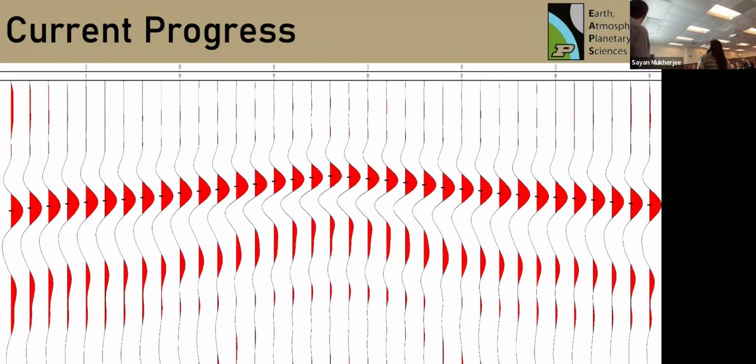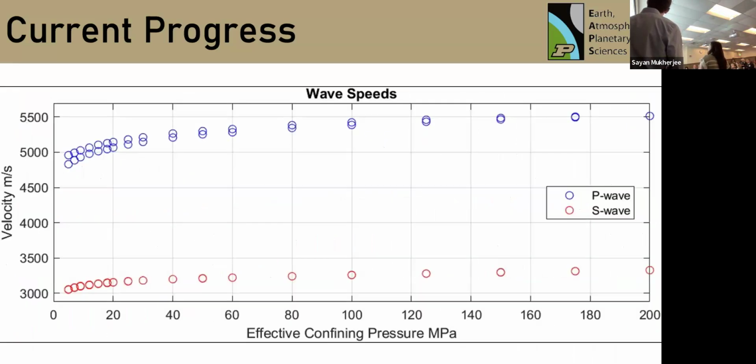So these are some of the results. You can see the waveforms and you can see how it's pressure dependent. So when you're going up in pressure, the time reduces, and you can see we have just this picking system that is very simple. And this is one of our organic rich shales. And you can see the pressure dependence and the hysteresis that Doug was talking about. And these are the results for P and S waves.